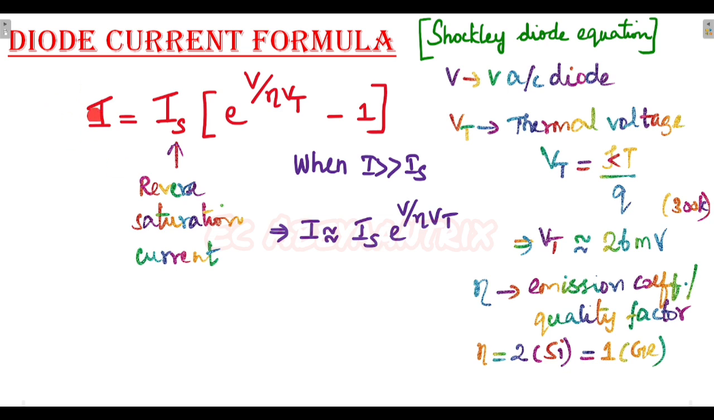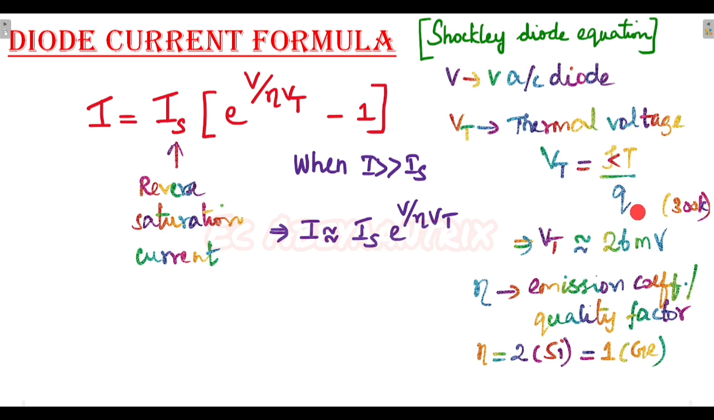சரியா? I ங்கிறது டயோடோட கரண்ட், current flowing through the diode. IS ங்கும் போது ரிவர்ஸ் சேச்சுரேஷன் கரண்ட். நம்ம இந்த ரிவர்ஸ் பயாசிங் மோட்ல ஒரு ரிவர்ஸ் சேச்சுரேஷன் கரண்ட் ஃப்ளோ ஆச்சு இல்ல, லீக்கேஜ் கரண்ட், அதுதான் IS. அப்புறம் e ங்கிறது எக்ஸ்போனன்ஷியல் டேர்ம், e பவர். அப்புறம் V ங்கிறது டயோடுக்கு அக்ராஸ் எவ்வளவு வோல்டேஜ் அப்ளை பண்ணியிருக்கோம் அப்படிங்கிறது. VT ங்கும் போது தெர்மல் வோல்டேஜ், த்ரெஷ்ஹோல்ட் வோல்டேஜ் கிடையாது, தெர்மல் வோல்டேஜ். இந்த ஃபார்முலா VT ரொம்ப இம்பார்ட்டன்ட்.